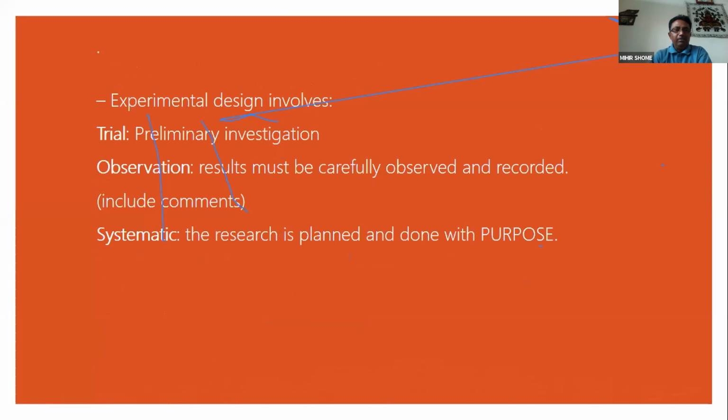Experimental design involves trial, preliminary investigation, observation. Results must be carefully observed and recorded, including comments. Systematic: the research is planned and done with purpose.